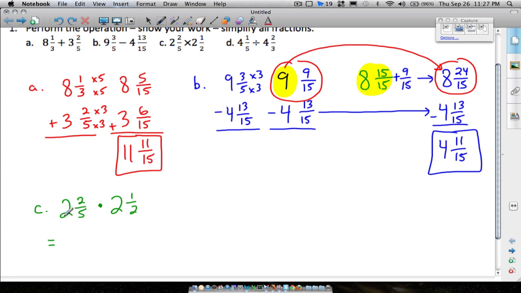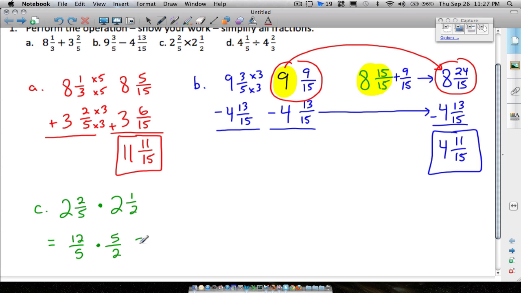5 times 2 is 10. 10 plus 2 is 12. Therefore, 2 2/5 is 12/5. And then 2 1/2, let's do the same thing with that. 2 times 2 is 4, plus 1 gives us 5, so we have 5/2.